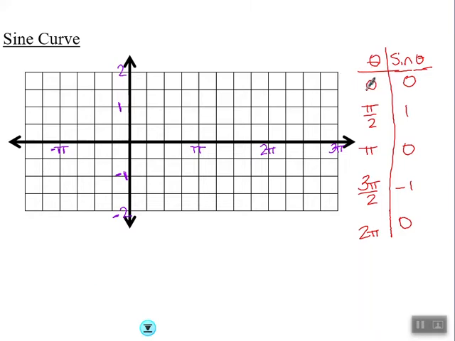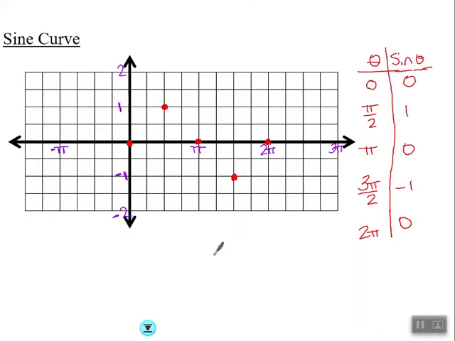For an angle of 0 radians, our sine value is 0. When our angle is pi over 2, which would be here, the sine value is positive 1. For an angle of pi, the y value is 0. For an angle of 3 pi over 2, the sine of that angle is negative 1, so 3 pi over 2 is here. An angle of 2 pi, our sine is 0. So this is what we call one period of the sine curve.